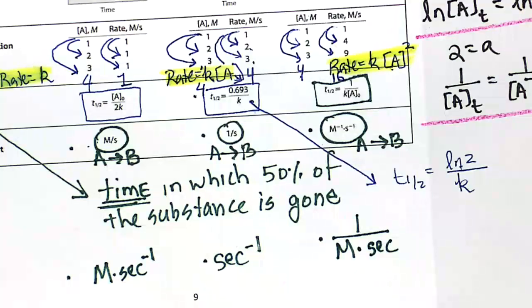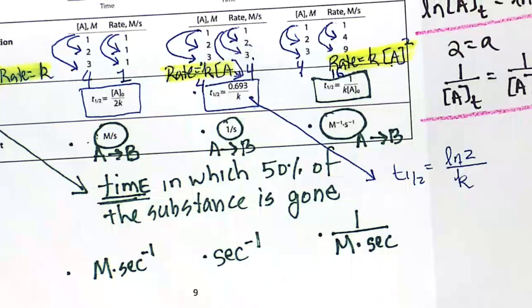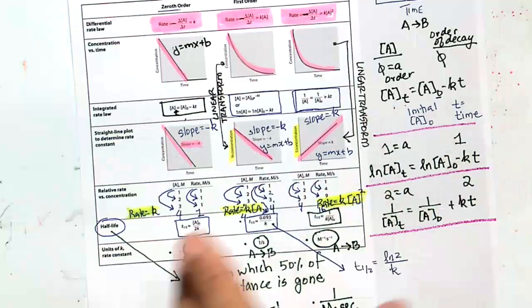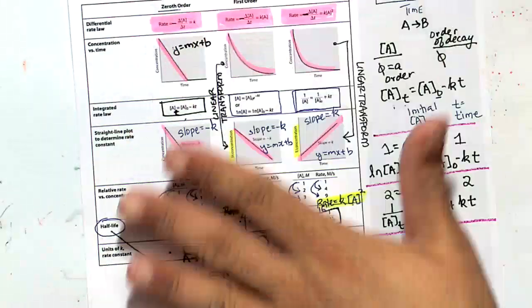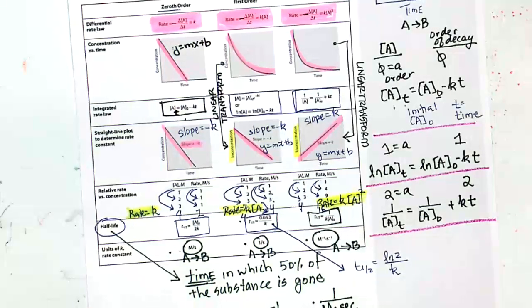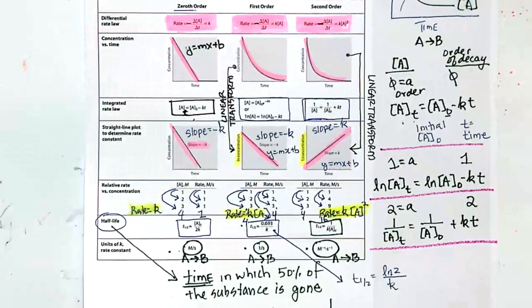All right, so a reaction can decay for this class as 0, first, or second order. These are the equations you'll use. Bring this to the exam. You do not have to memorize them. It's just a matter of plug and play. Any questions or comments?